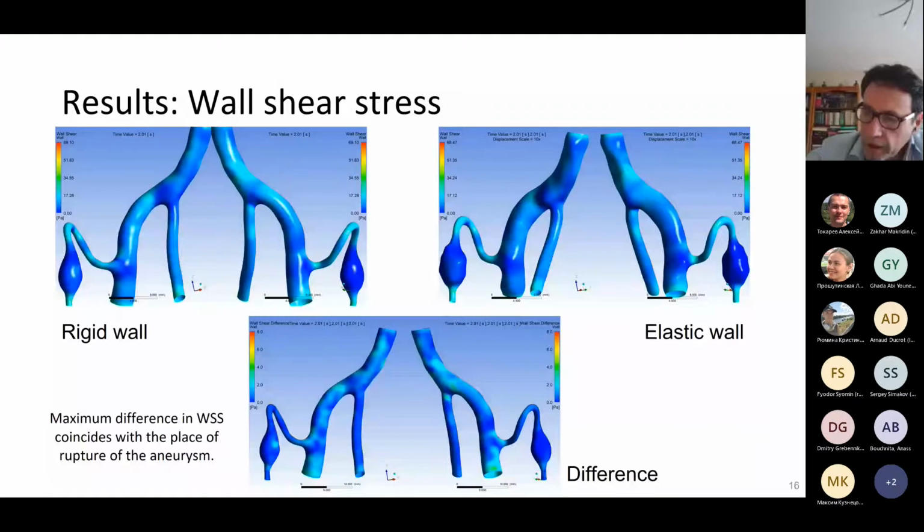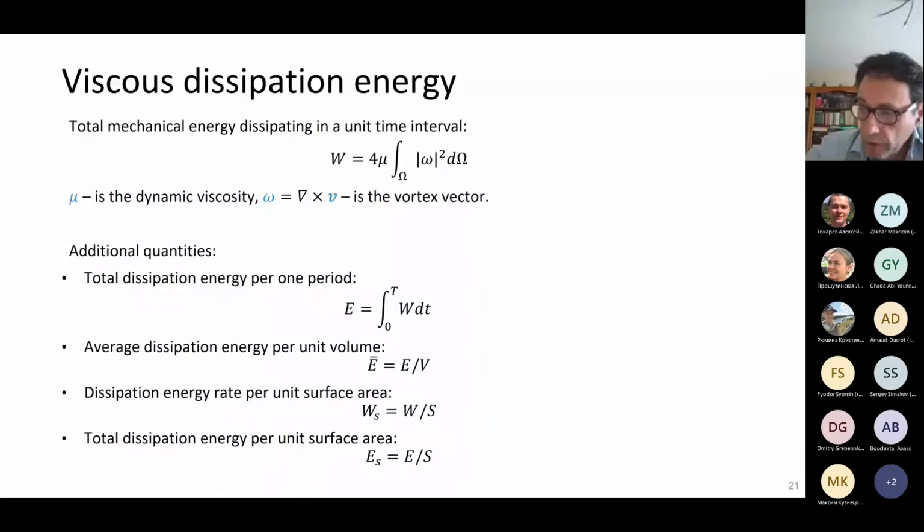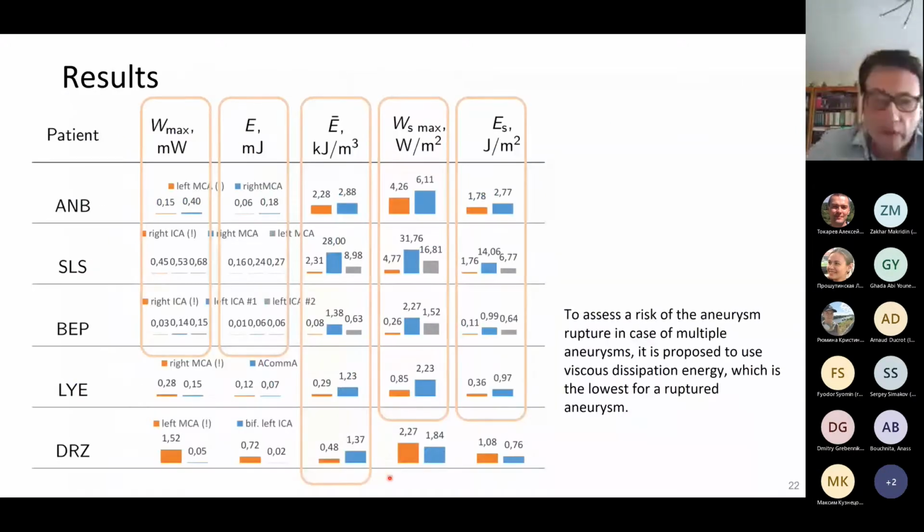And also another question related to the energy. You presented this viscous dissipative energy in the case of multiple aneurysms, and you explained to us that in the ruptured aneurysms, this viscous dissipative energy has the lowest value. Yes. Right. So this is also interesting and not exactly clear. Could you maybe explain why this viscous dissipative energy takes the lowest value in the ruptured aneurysm? What is the relation between this viscous dissipative energy and the aneurysm rupture?